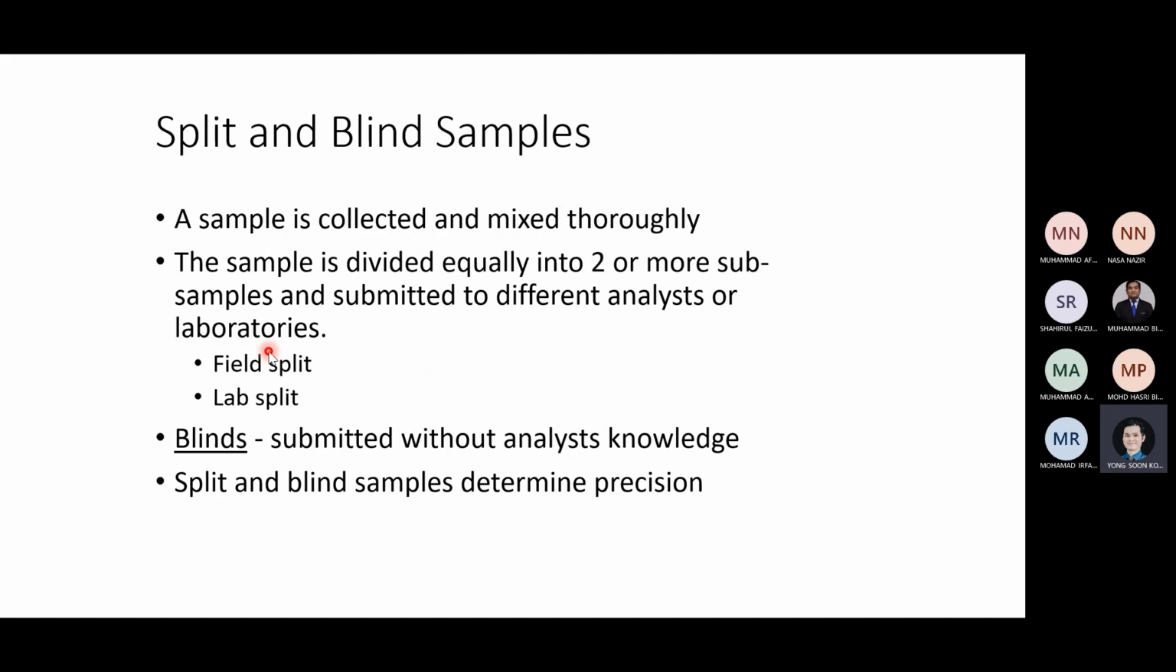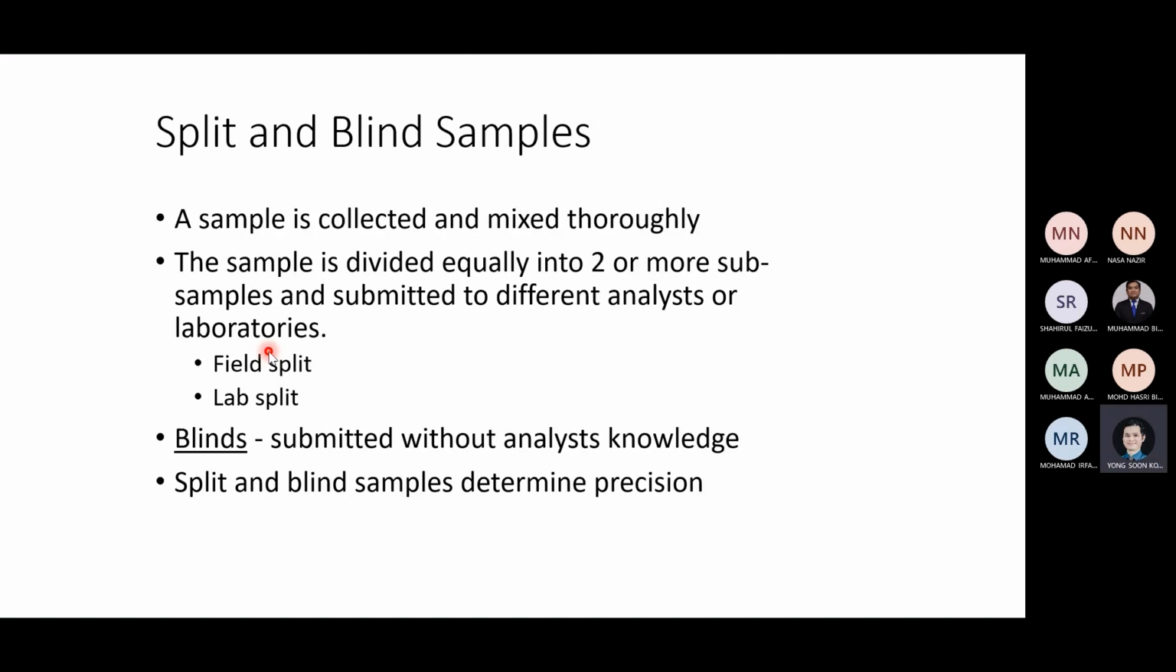Now, this is a sample that's collected and mixed thoroughly. It is divided into 2 or more subsamples. These subsamples, we are going to send to different labs or different operators. This is to determine how precise the sample is. Because like I said, when you send to different labs, they may have different protocols or procedures to analyze one sample. And these protocols, although they should be similar, are governed by humans, and humans are prone to errors, right?